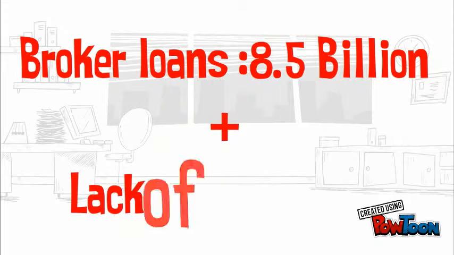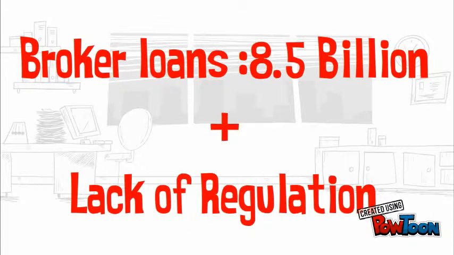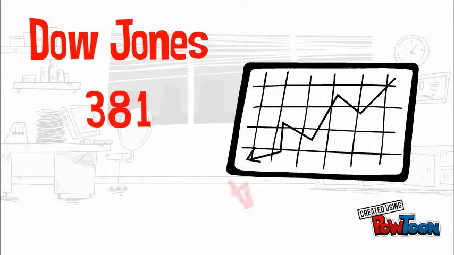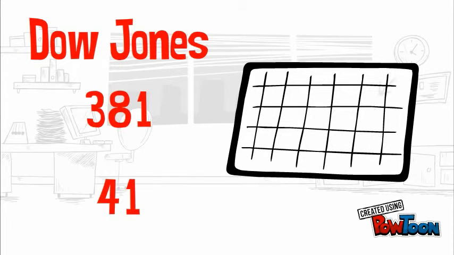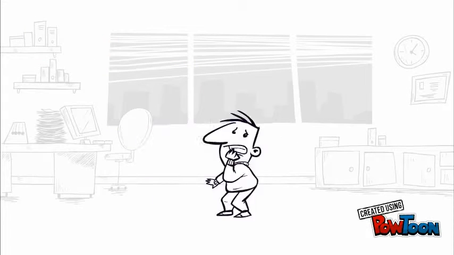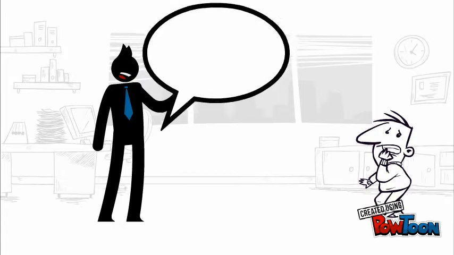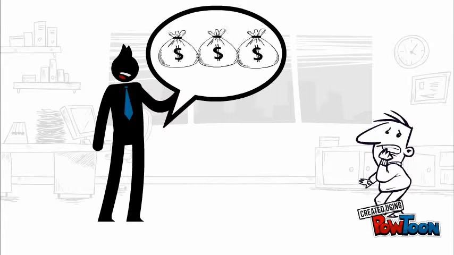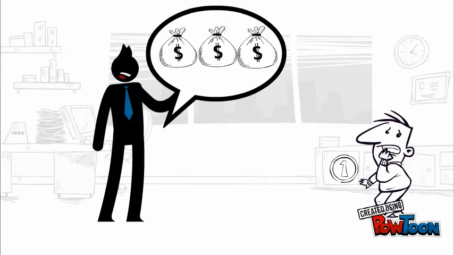Brokers lent out a total of 8.5 billion in 1929. At the same time, fraud and cheating occurred due to lack of regulation. Finally, the Dow Jones Index sank from 381 points to 41 points. Consequently, investors who borrowed money to buy stock could not repay their loans, and this left the banks with an empty bag.